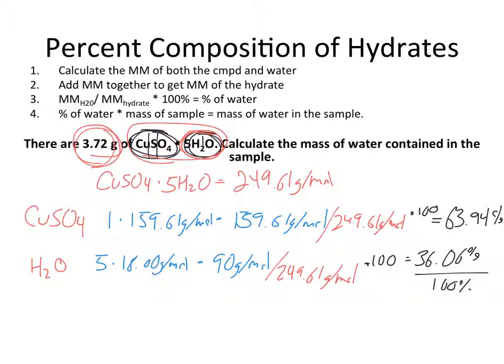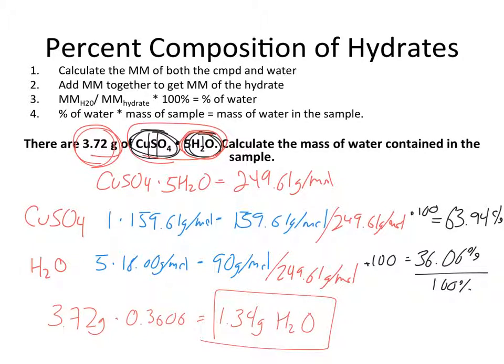36.06% of any sample will be made up of water. So what we're trying to figure out is this sample here, how much of that is made up of water? All we do is take 3.72 grams and multiply it by this percentage. I'm just going to turn it into a decimal, 0.3606. And what I get here is 1.34 grams of H2O. So this sample has 1.34 grams of water in it.